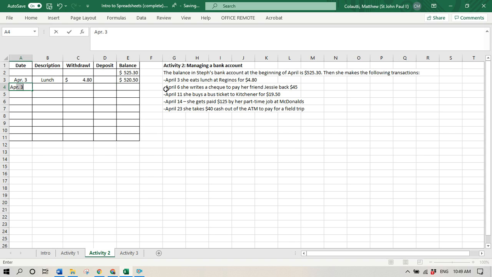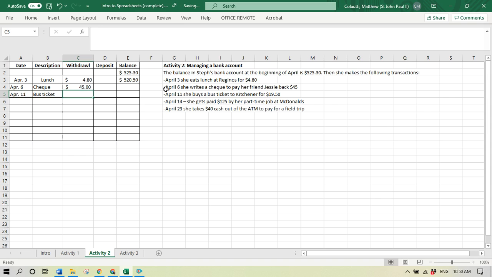On April 6th, she wrote a check to Jesse to pay her friend Jesse back. It was $45. You know what? Let's put everything in. What was after April 6th? April 11th, she buys a bus ticket.